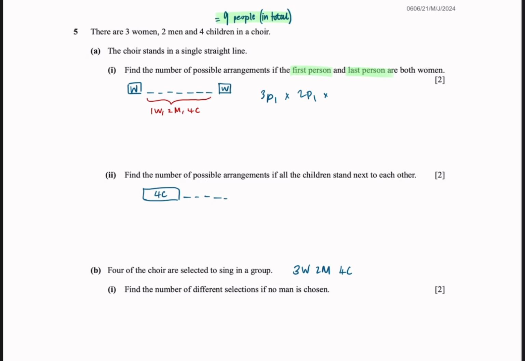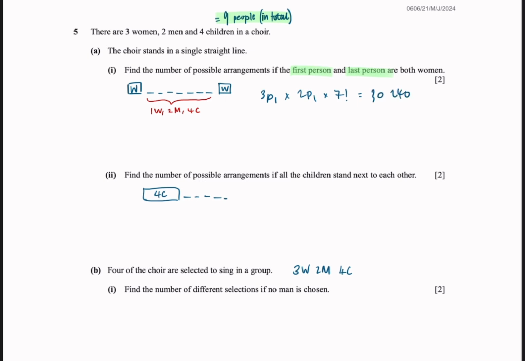Okay, so there's 7 people left remaining to fit all these 7 spaces. So there's 7P7 ways to arrange all these people, or you can just write 7 factorial. And the answer will be 30240.